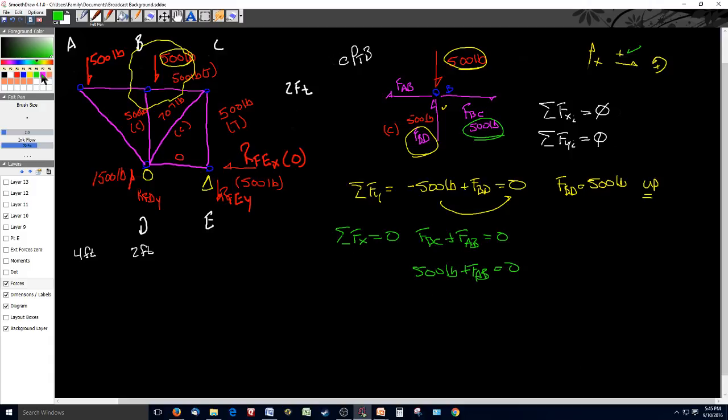Again, I'll go ahead and subtract 500 pounds from this side of my equation, subtract 500 pounds from this side of my equation, and that cancels out, and I get FAB equals minus 500 pounds, or left direction, based upon that convention. So what I can do, I've drawn it for the left, so this is 500 pounds. Now it's pulling the point away, which means it's in tension. So let me update my master diagram here.